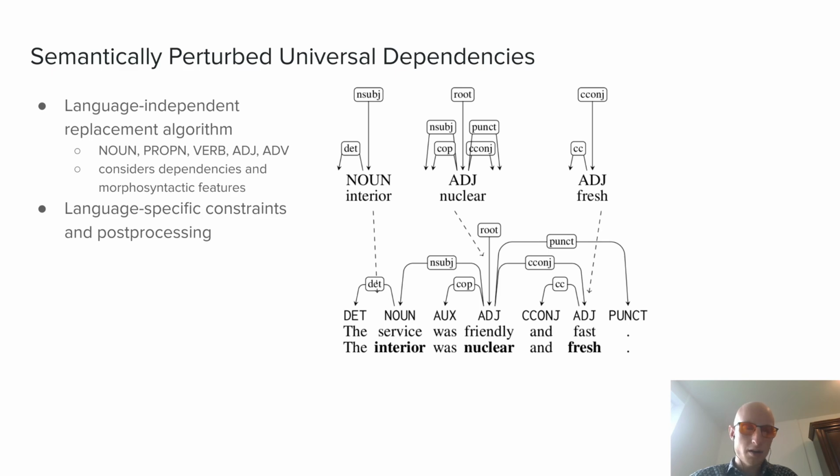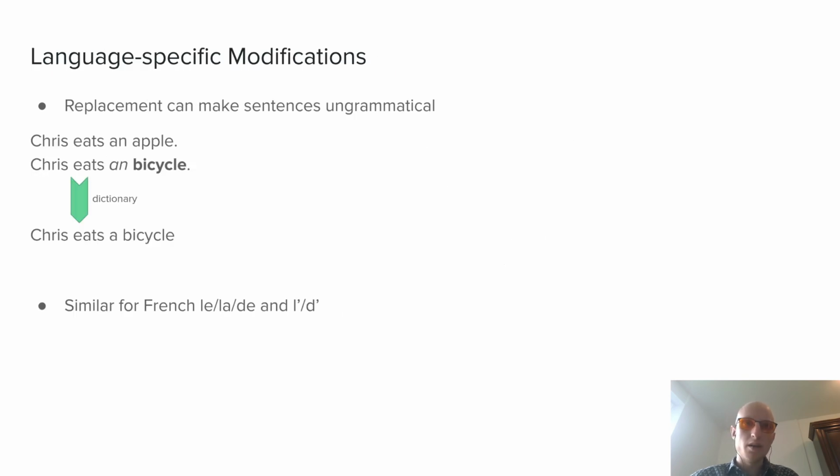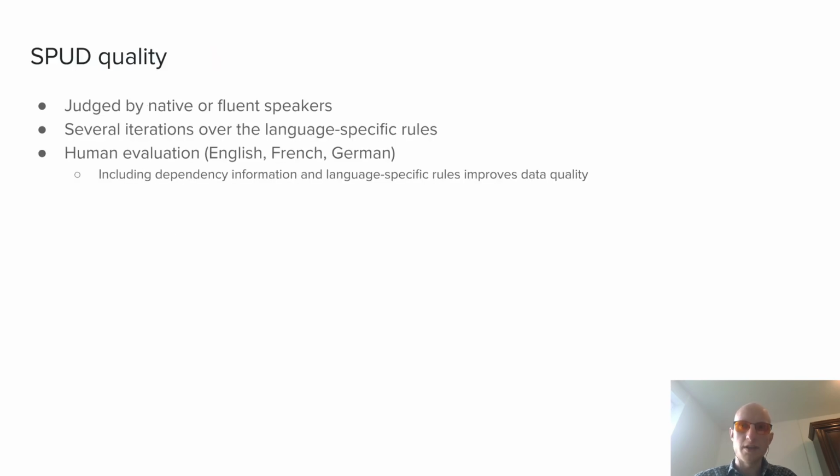For example, when changing "Chris eats an apple" to "Chris eats a bicycle," we check a phonological dictionary to make sure that the determiner and the noun match. To ensure the quality of the dataset, linguistically trained speakers annotated chunks of 100 sentences to point out errors during the generation process. We conduct a small human evaluation on German, English, and French. It shows that including dependency information and language-specific rules really helps grammaticality. Next, we will look at how language models process this data.